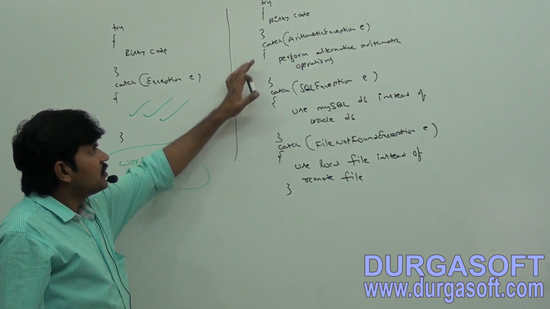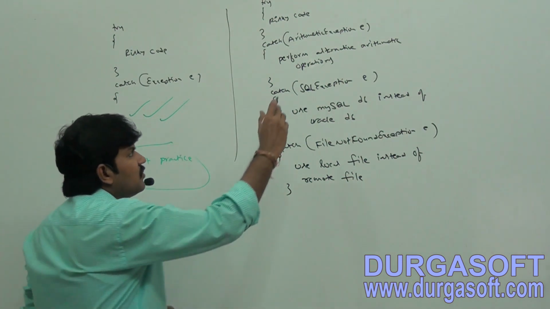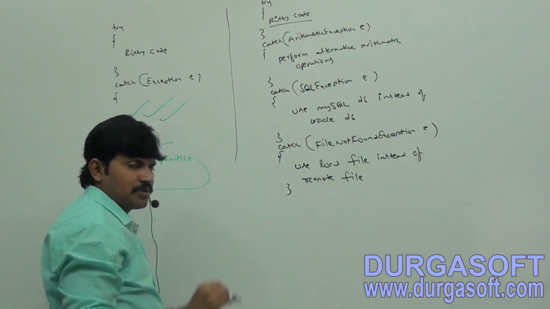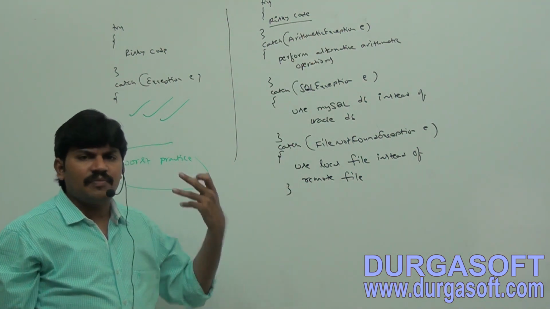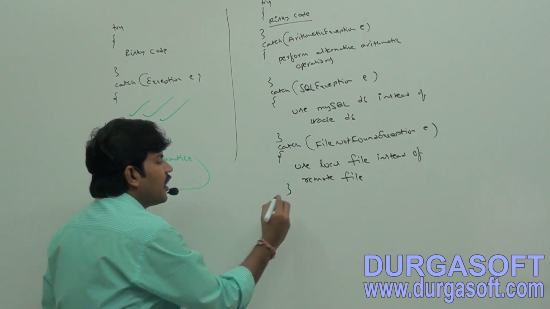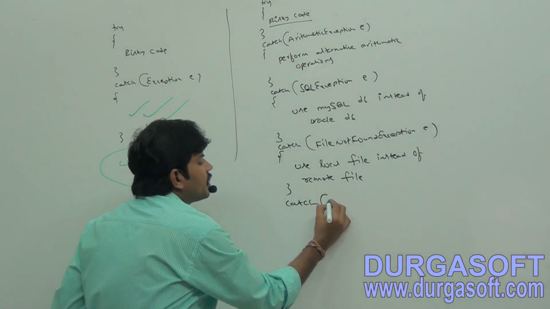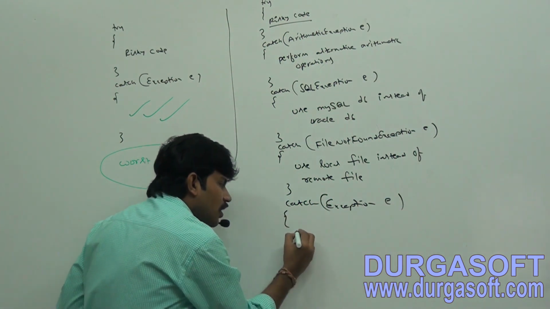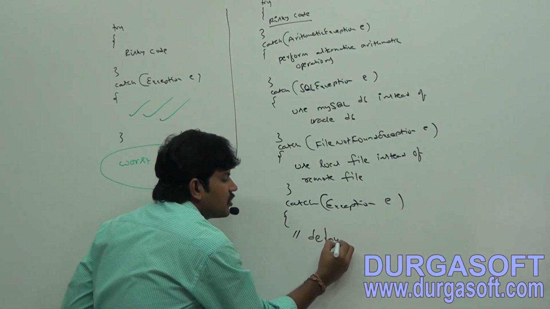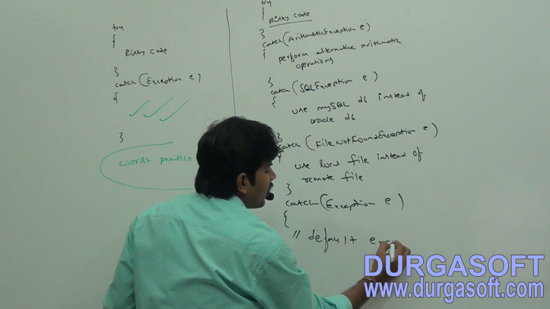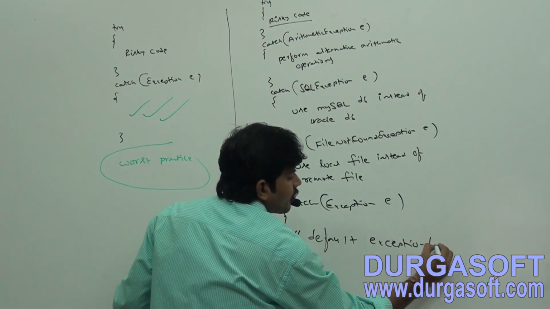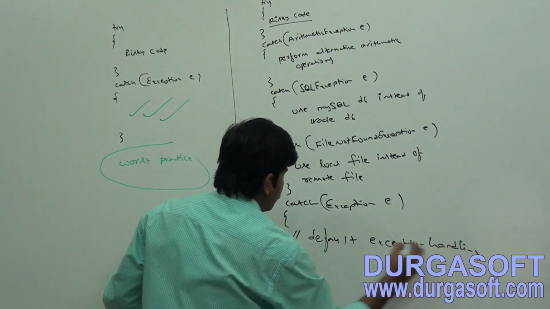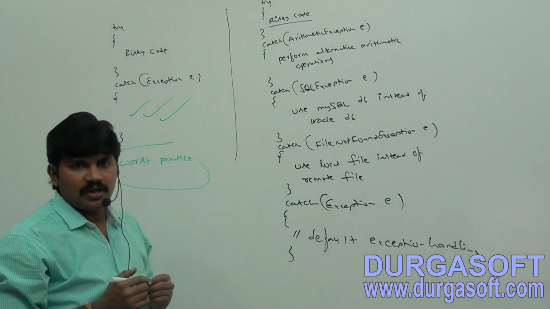Are you getting? Sir, for this risky code, these are the most commonly occurring exceptions. Other than that, if any exception comes, it is very rare. Okay. Catch exception E. Now you can keep at the last, as the worst choice, default exception handling. Okay, like this. Are you able to understand?